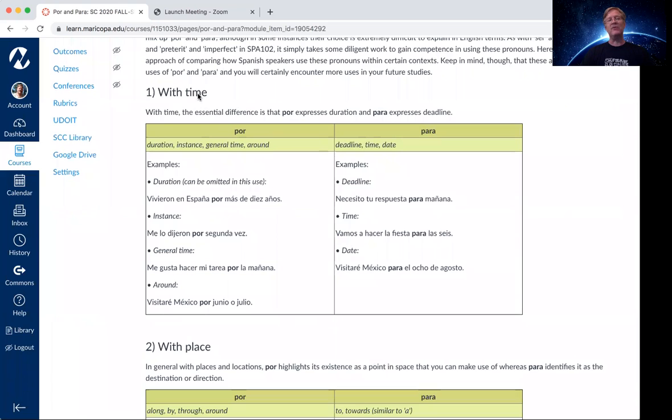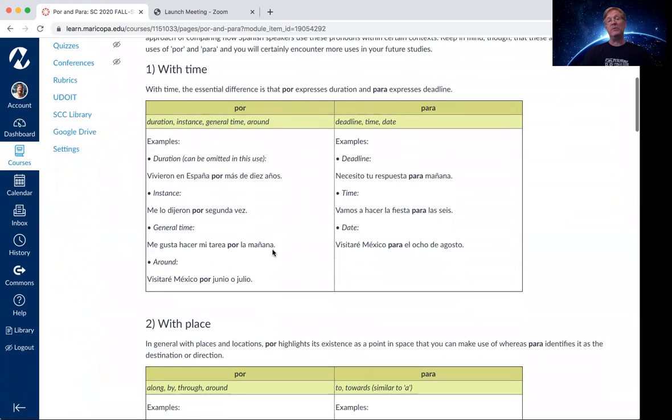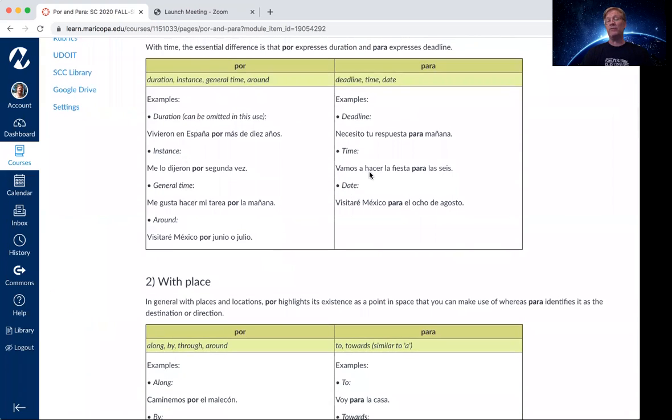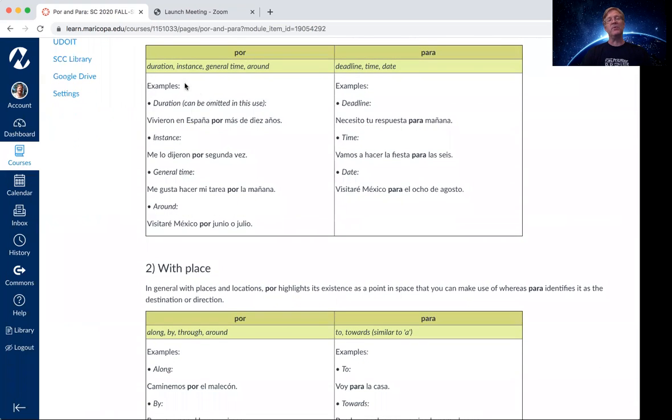So for instance, how do we use por and para when we're dealing with time, the concept of time? You'll be surprised that there's quite a few rules, or rather examples of when you use each. So for example, duration, instance, general time, or around a certain time, you would use por. Deadline, time, or date, you would use para.